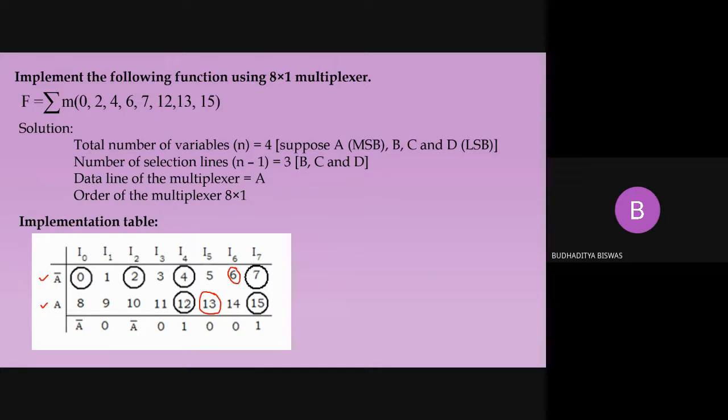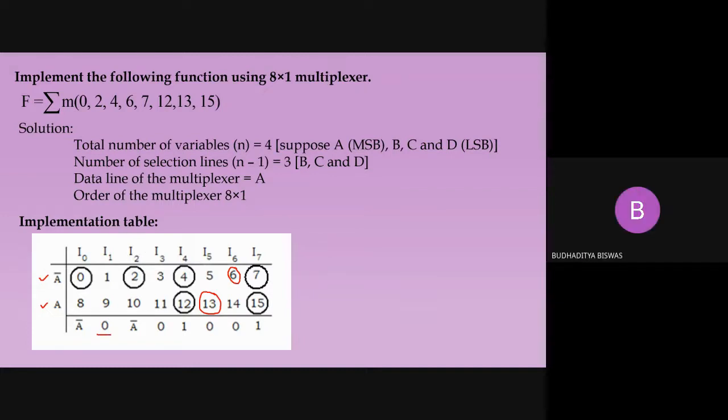Now you need to inspect each column separately. There are a total of 8 columns, I0 to I7. First inspect I0. Which one is circled, upper or lower? Upper, sir. So what should we write, A bar or A? A bar. Very good. Because the upper one represents A bar. Next I1, nothing is circled. So if nothing is circled, then what do we need to write? 0, sir. 0. So that's why 0 is written here.